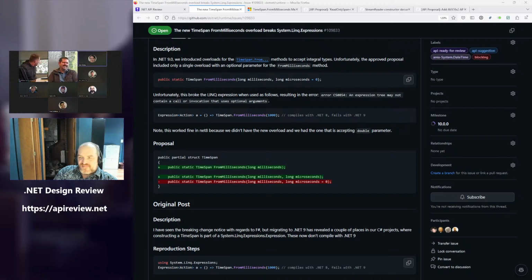Notably, this wouldn't be the only fix either, because the same issue would exist on TimeSpan from days, from hours, from microseconds, from minutes, from seconds. Yeah. I honestly think maybe what we should do instead is, I mean, we keep saying that we should probably have a conversation with the compiler guys again and say, are we really saying we never add any features to expression trees?